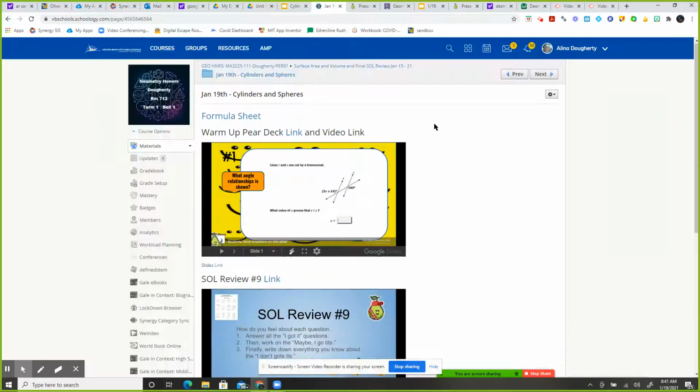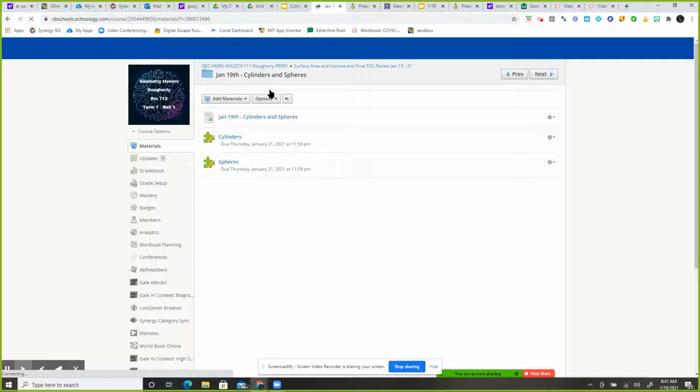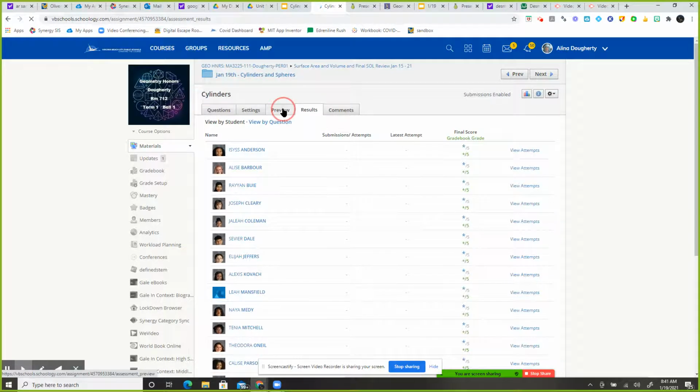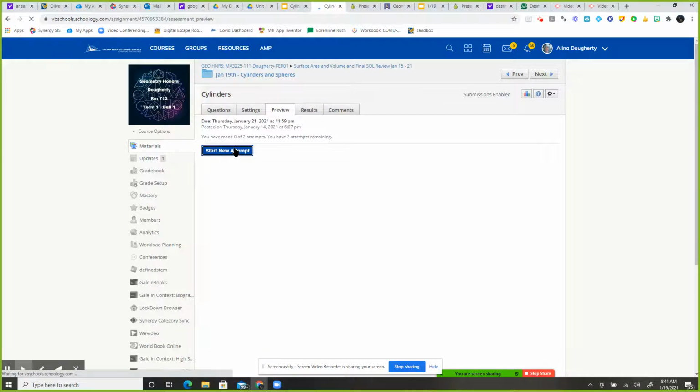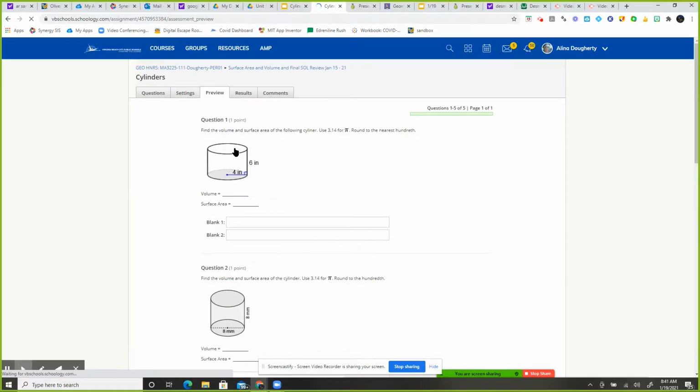What I would like for you to do now is spend the last 10 minutes of class practicing. I'm here for you as a resource, but you've got cylinders and spheres. Just like the rectangular prisms, the cylinders should be super easy, hopefully. So if you open that up, you're going to use the formula sheet, find the volume and the surface area, use 3.14 for pi.